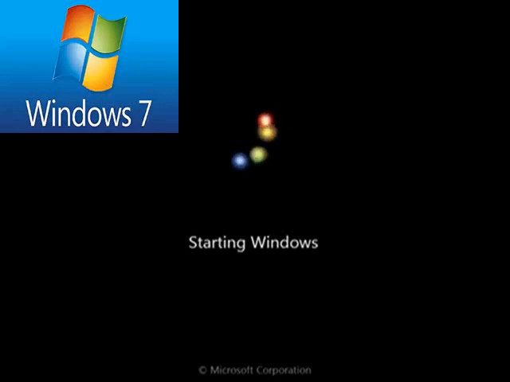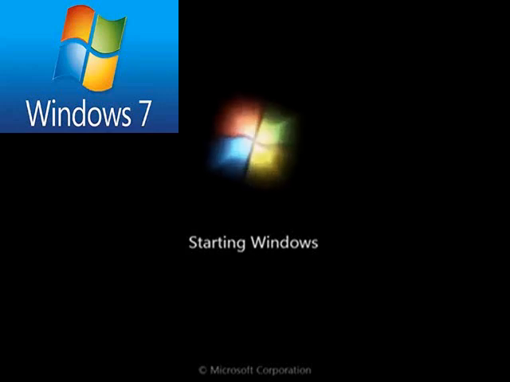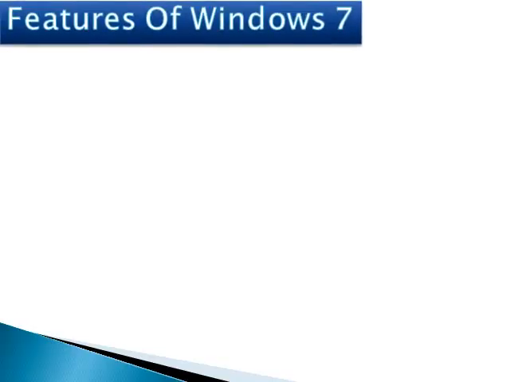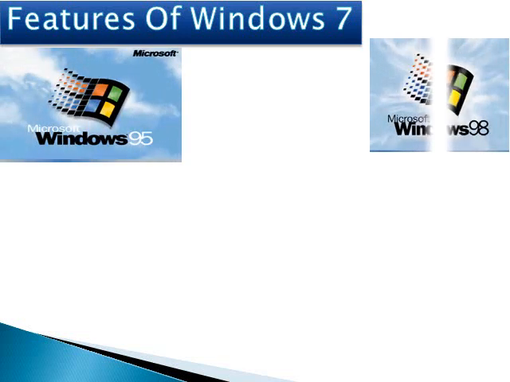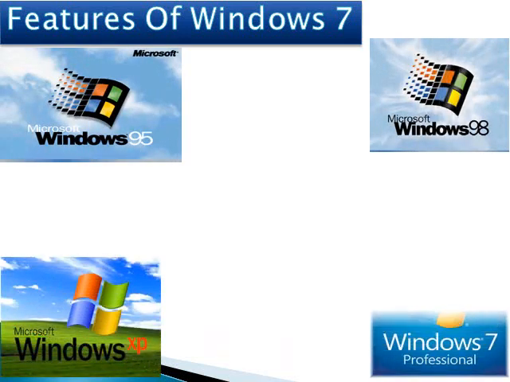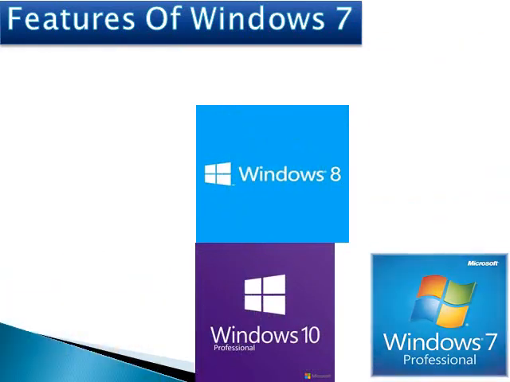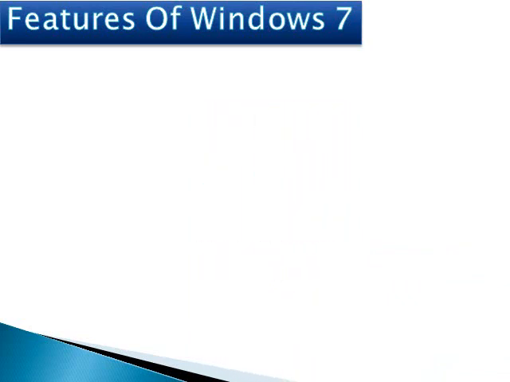In this video, we are going to explore more features of Windows 7. Let us start then. Features of Windows 7. The first GUI version of Windows operating system was Windows 95. Since then, many versions of Windows have been released. The most popular versions of Windows are Windows 95, Windows 98, Windows XP, Windows 7, Windows 8, and Windows 10. Let us learn the features of Windows 7.